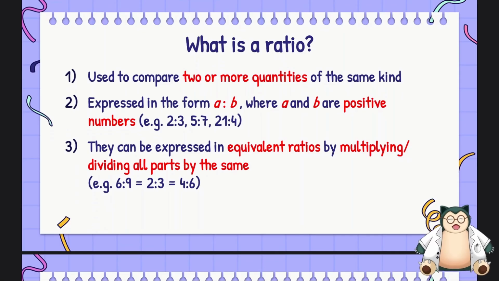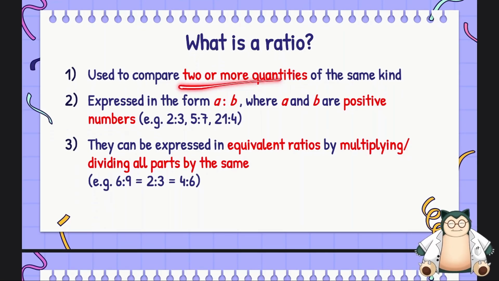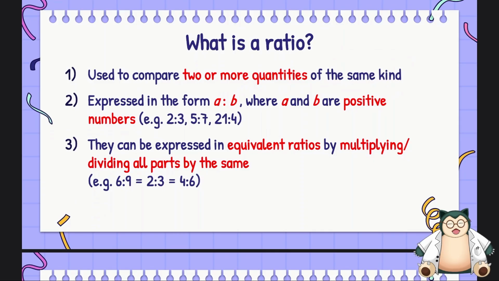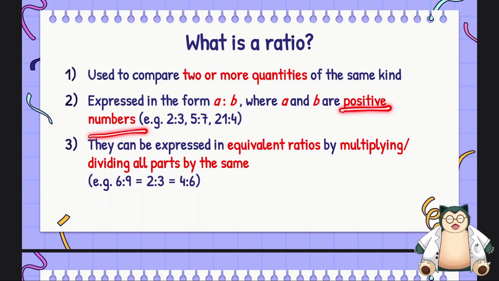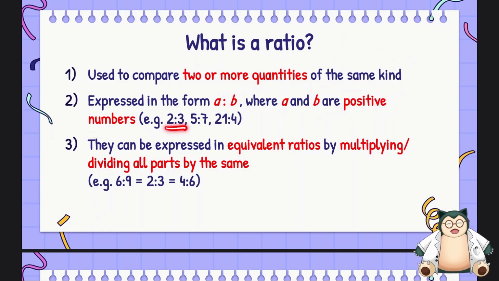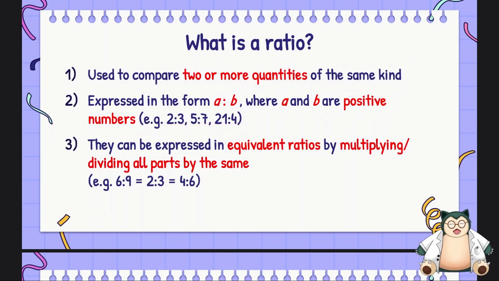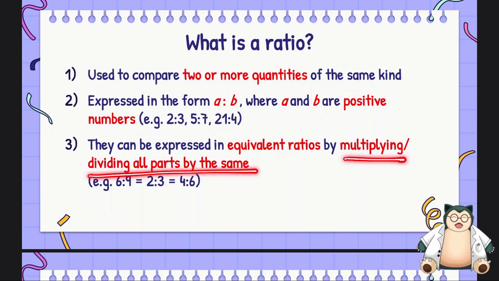So what is ratio? Ratio is used to compare two or more quantities of the same kind. Same kind is very important because you need to make sure that they are in the same units. Normally it's expressed in the form of A is to B, where A and B are purely positive numbers. For example, 2 is to 3, 5 is to 7, 21 is to 4. And they can be expressed in equivalent ratios by multiplying and dividing all parts by the same number.